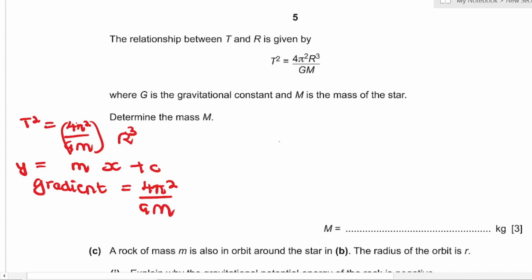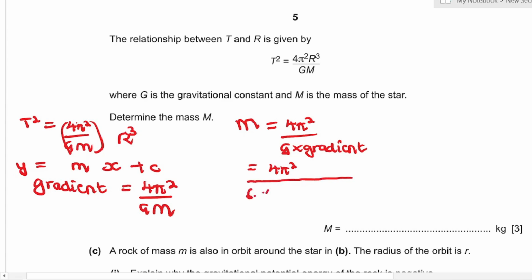If we want to find the gradient, what you're basically going to do is take change in y over change in x. But in this case, we want to find the mass. So we make the mass the subject of the formula. Our mass is going to be equal to 4 pi squared divided by G multiplied by our gradient. So we're going to have 4 pi squared, all of that divided by 6.67 times 10 to the power of negative 11 times. Now we want to find our gradient.